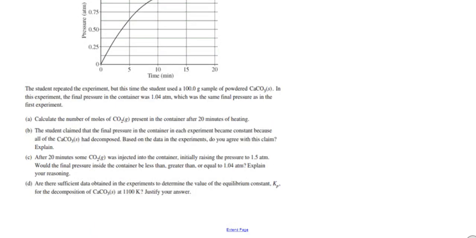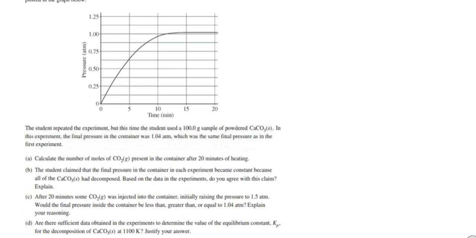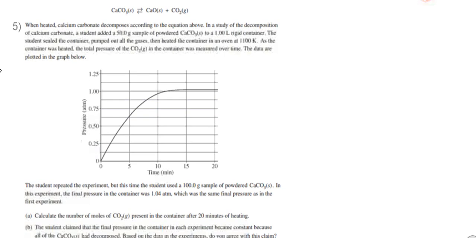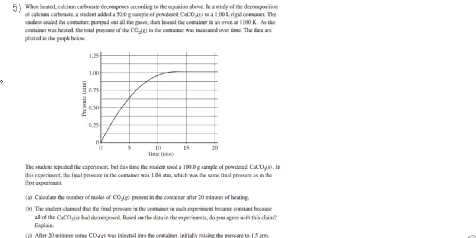Weird, it seems familiar. The student repeated the experiment, but this time the student used 100 grams of the sample of powdered CaCO3. In this experiment, the final pressure in the container was 1.04 atm, which was the same final pressure as the first experiment. So just hold on, I want to make sure I understand the difference here. The first time they used 50 grams. Sometimes I like to write it down to understand the difference. That was the first time, that's what it said right here, and this was the second time.